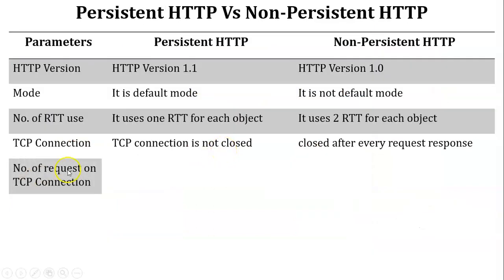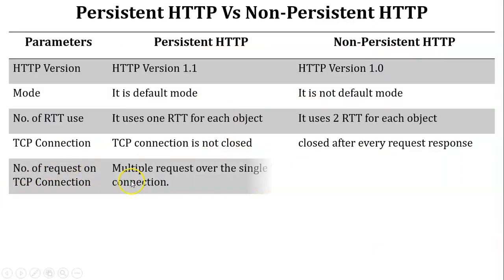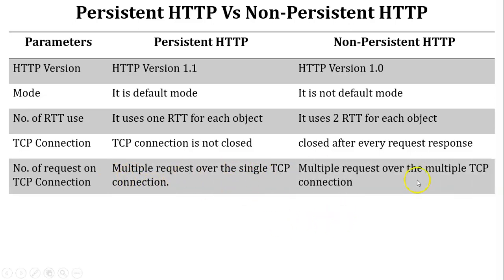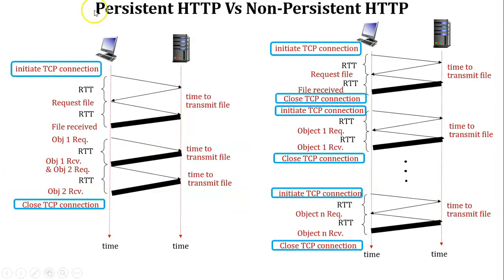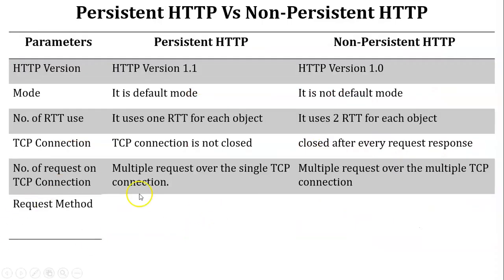The next parameter is the number of requests on a TCP connection. In persistent HTTP, there are multiple requests over a single TCP connection. In non-persistent HTTP, there are multiple requests over multiple TCP connections. Let us see the diagram to understand this. In the persistent HTTP diagram, there is a single TCP connection and all the requested files are received. So multiple files are requested using a single TCP connection in persistent HTTP. In non-persistent HTTP, if you want to access multiple files from the server, you need to make multiple TCP connections. The next parameter is request method.